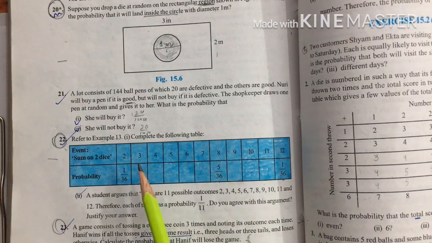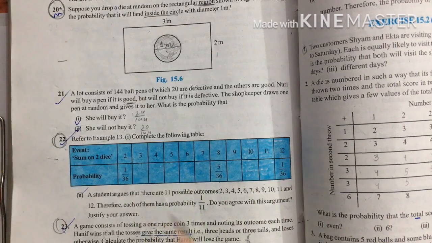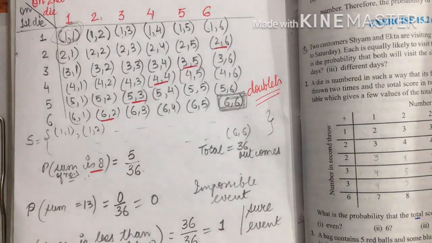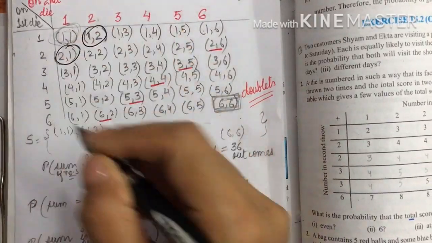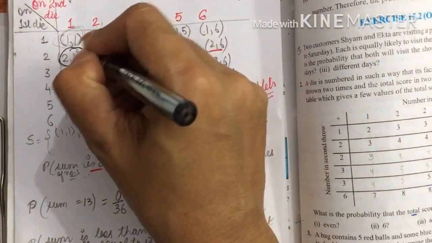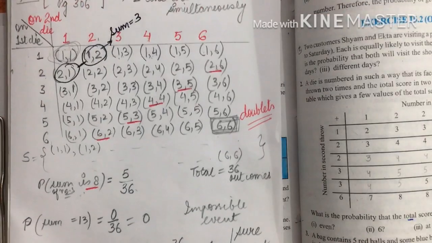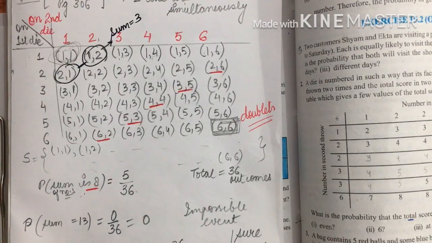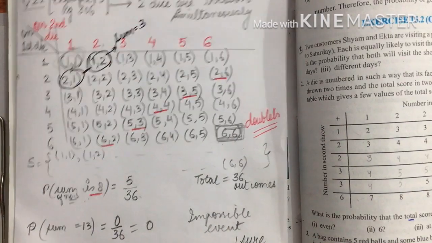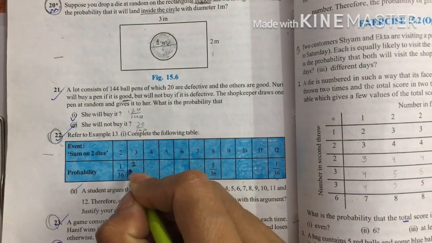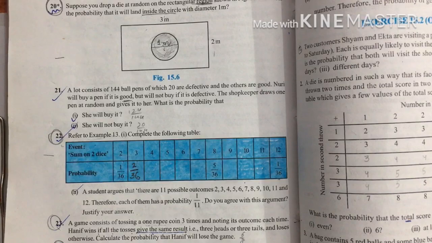So this way, if the sum is to be 3, how many outcomes are there that will give me a sum 3? So this one and this one. The sum is 3 in this case. So how many outcomes are in favor? 2 outcomes. So here the probability will be 2 out of 36.